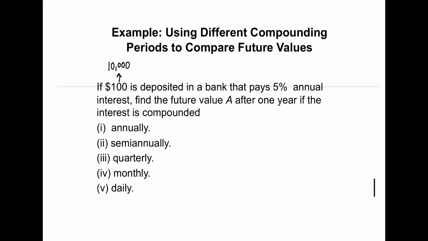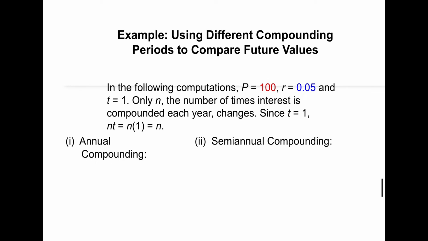We're going to have the same amount put into a bank or what have you, and it's paying 5% annual interest, and find the future value A after 1 year. So we're just going to do 1 year and see what kind of a difference that would make with these different compounding things. So we'll start off with annual compounding.